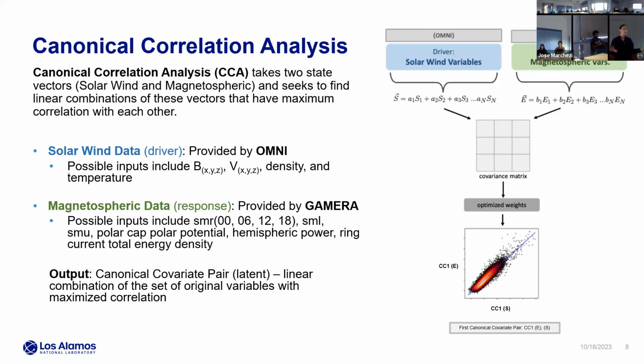Yeah, so this is a very simplified description, but it should give you an idea of how this works. Basically you have your driver, here it's our solar wind variables, from actual data. Then we get our simulated data, and we also have actual data of the magnetospheric responses to compare. In this case, we have a response, which is magnetospheric data from Gamera. You put them into a state vector where each variable within the vector has an applied weight. These state vectors are put into a covariance matrix, and then the weights are optimized such that when you get your output, the two state vectors have the maximum correlation with each other.